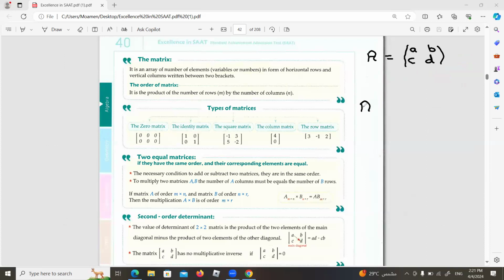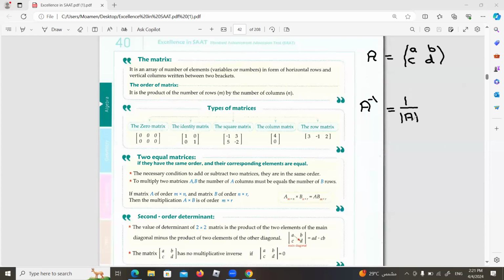I need A power negative 1. It means the multiplicative inverse of the matrix. First, I get the determinant of the matrix. So it's 1 over the determinant of the matrix. The determinant, we write it like this, with absolute value bars.